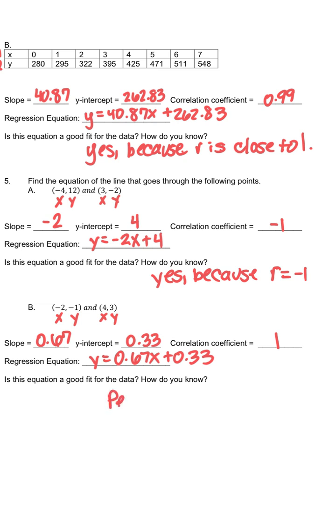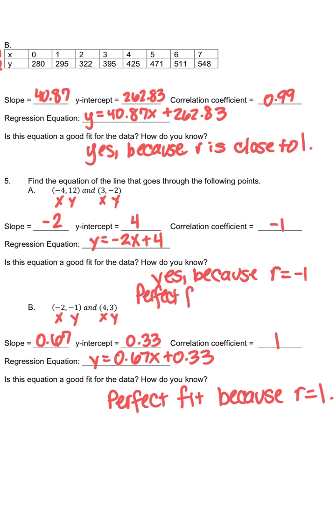Is this equation a good fit for the data? We're going to say perfect fit, because R equals 1. And let's go back to number 5, A, and instead of putting yes, let's put perfect fit on there. Well, okay, I'm just going to write it right next to it, perfect fit. So if we get a -1 or a +1, that is a perfect fit for the data.